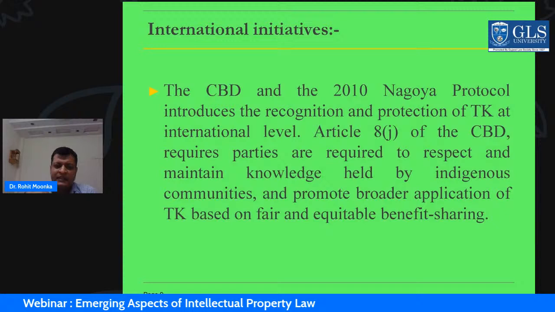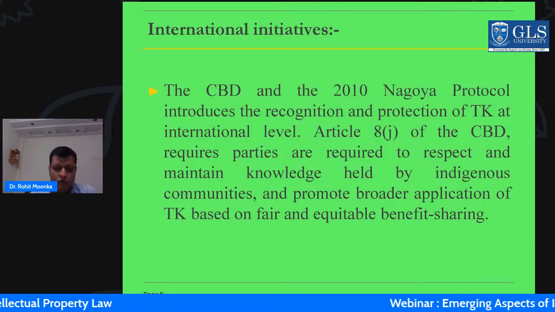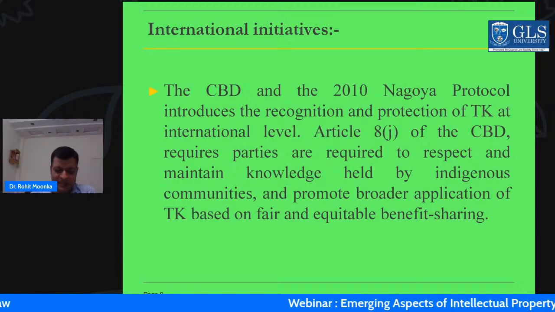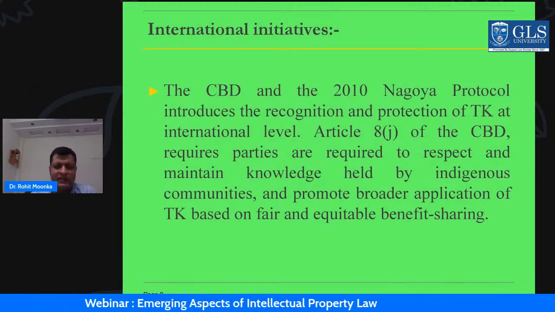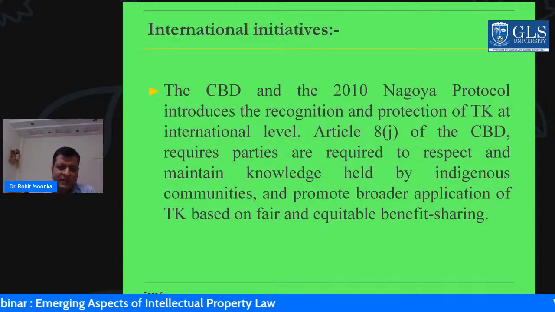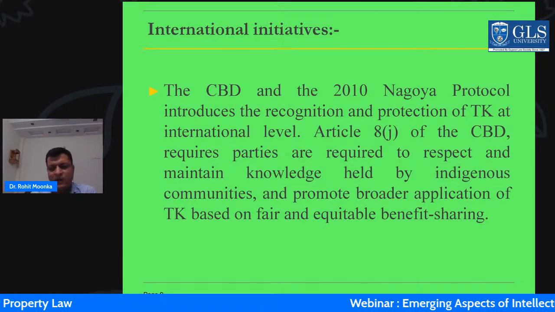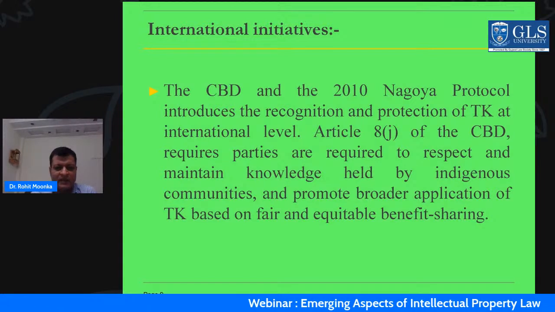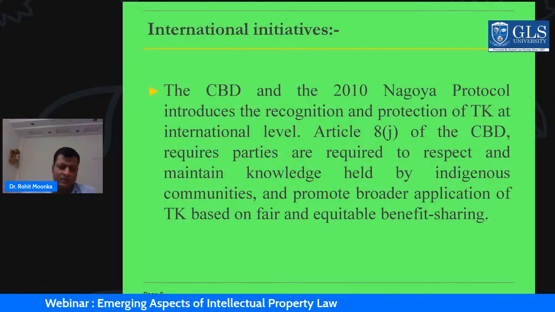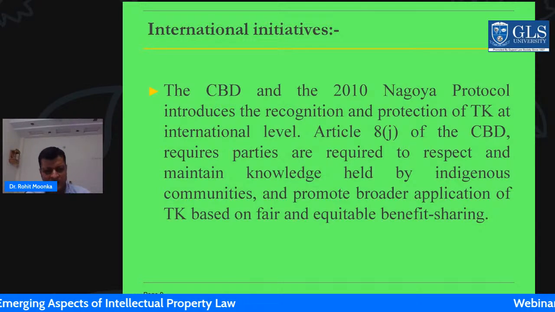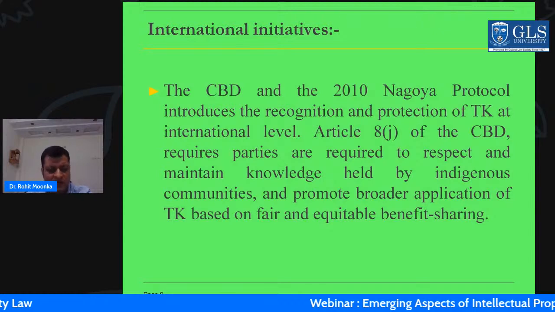Second is to promote broader application of traditional knowledge. So in a way, the second aspect of this definition promotes bioprospecting. You promote broader application of TK because if this knowledge is not utilized, it is not going to benefit the society at large. It might be just held with a particular community or a particular tribe or a particular sect of society, and it may not be useful for the public at large worldwide. So it should promote broader application of traditional knowledge.